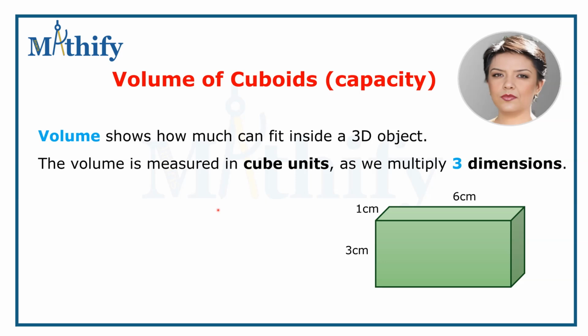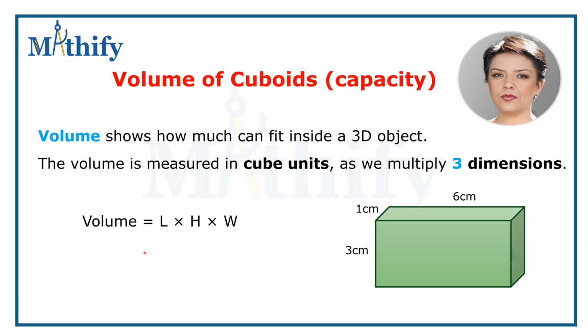So volume is measured in cube units, so it could be centimeter cube or millimeter cube, depending on what the question is asking, as we multiply the 3 dimensions. So to work out the volume of a cuboid, we need to remember this formula. Volume is equal to length times height times width. Our length in this case is equal to 6 centimeters. Our height is equal to 3 centimeters. And our width is equal to 1 centimeter.